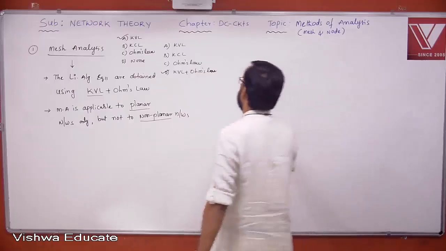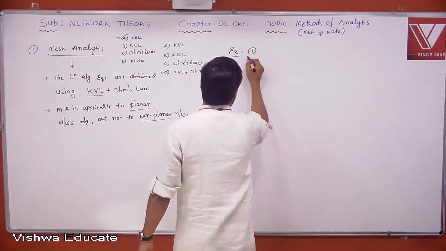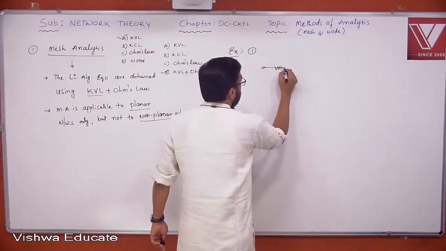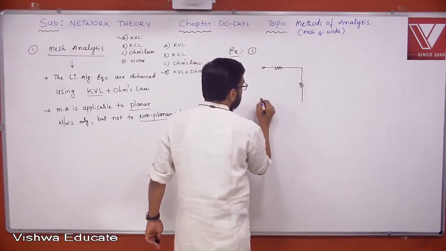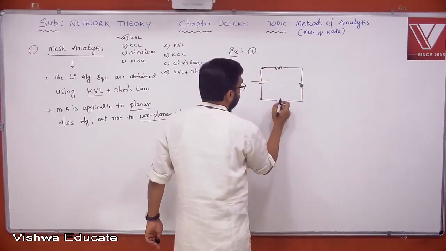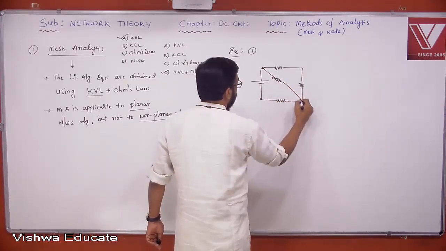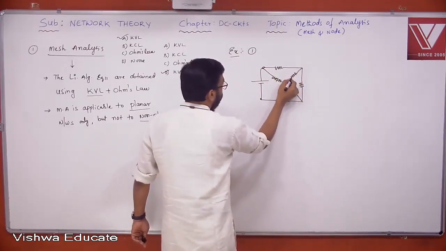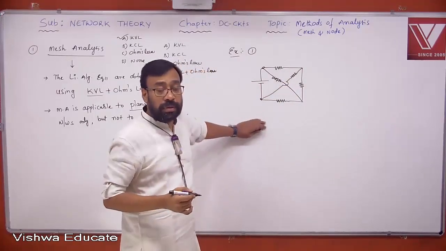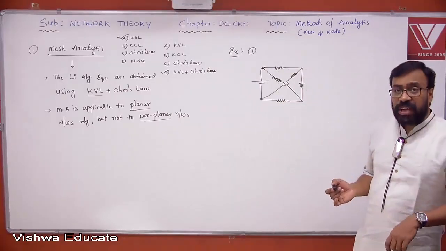Okay, we will see some examples now. Which of the following are planar or non-planar? Now look at this. Is it a planar network or a non-planar network? Let us decide. Okay, how do you identify whether it's planar or non-planar for a given network?